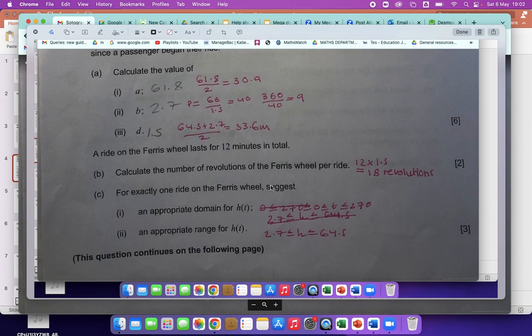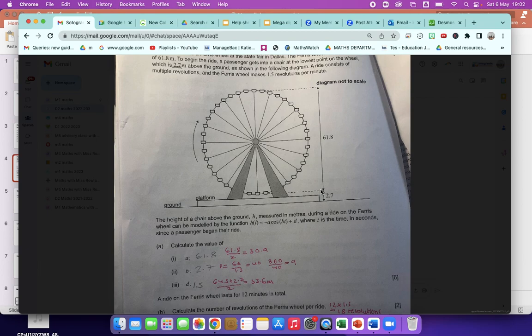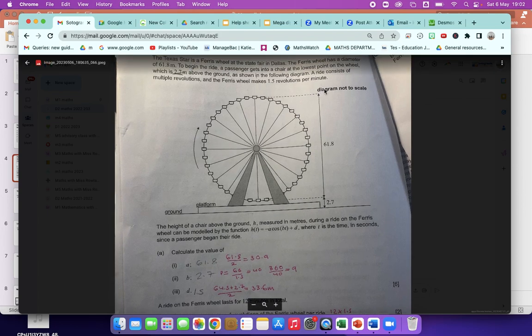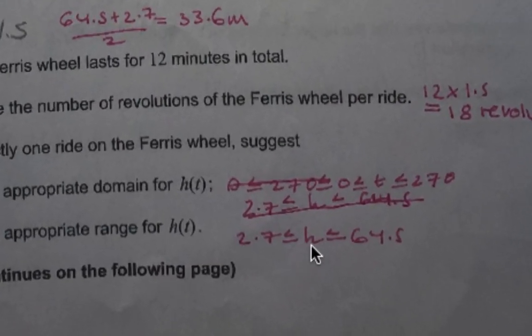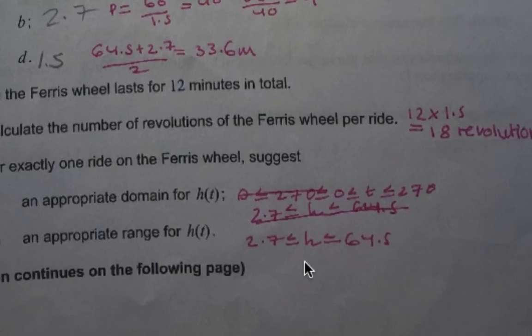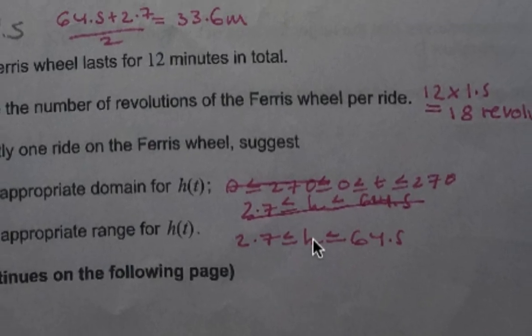So from the D, A and B, and from looking at the pictures, the range is probably the easiest of them all, because we can see it ranges from 2.7 to the maximum, which is going to be 61.8 plus 2.7, which is 64.5. So the range is going to be between 64.5, which is the absolute maximum, and 2.7. Hence why we say the range for h of t would be this. Now, rather than just writing h, it should be better to write h of t.